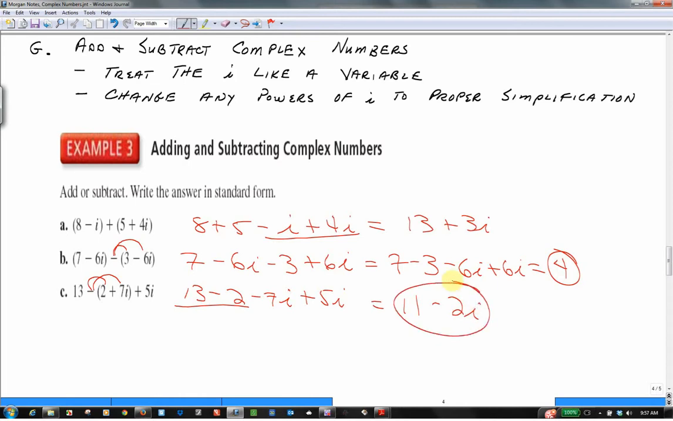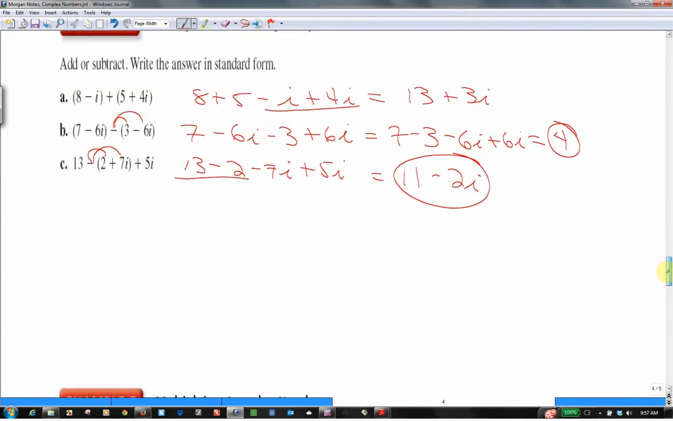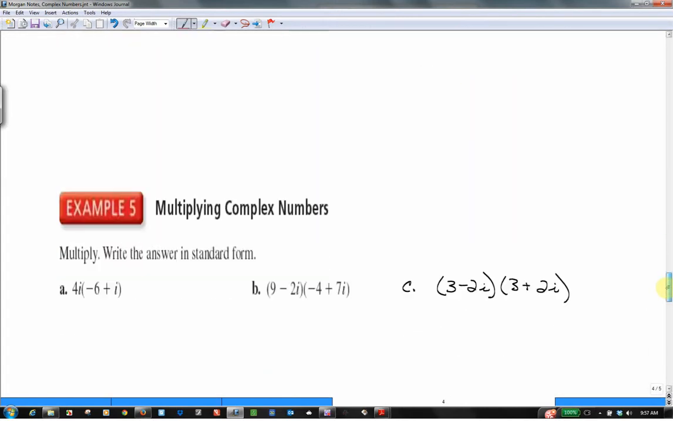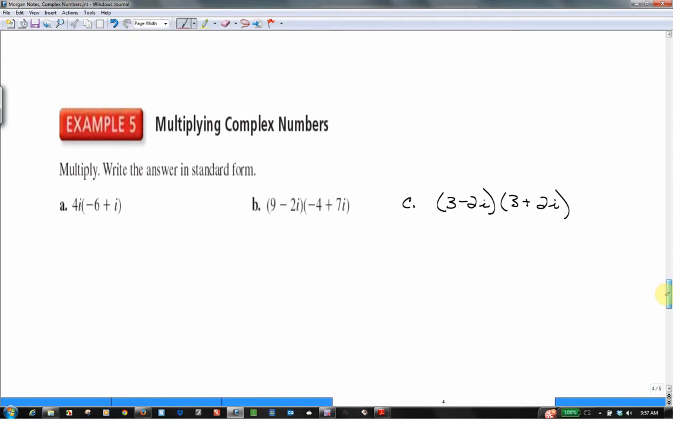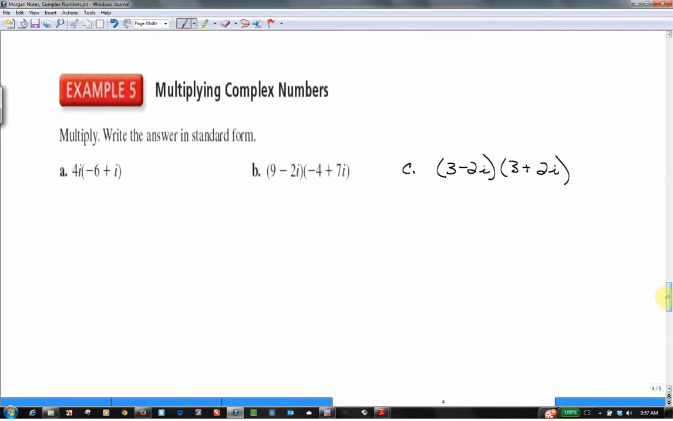Okay? Let me move on now to multiplication. That sounds difficult, but it is not. We're going to treat this just like x's, except, here's the big thing now, if we have an i squared, we're simply going to change that to a negative 1. So let's go ahead and multiply this first one.